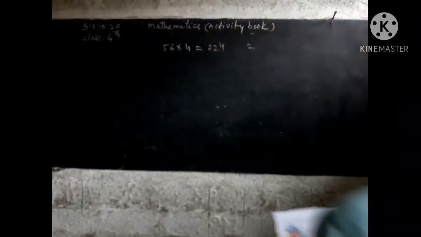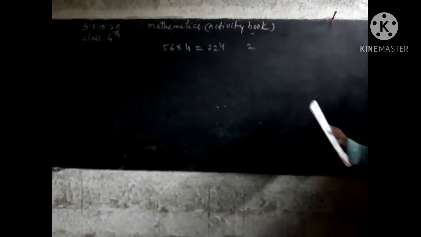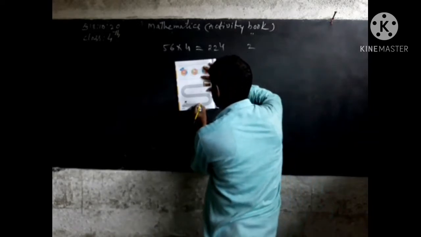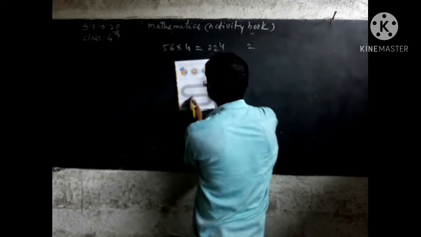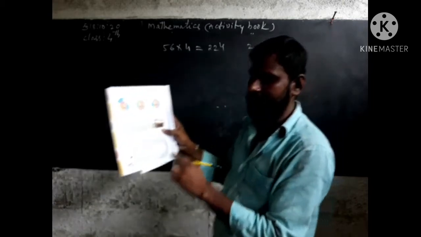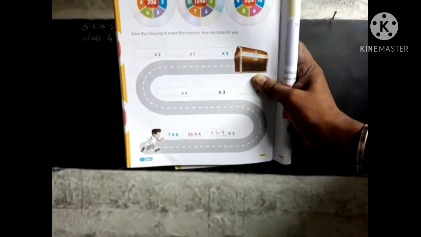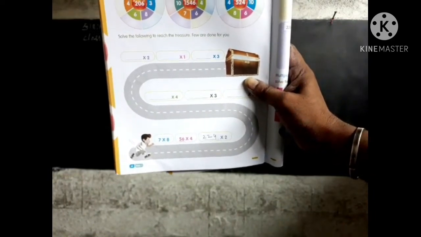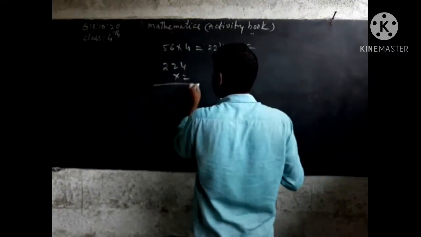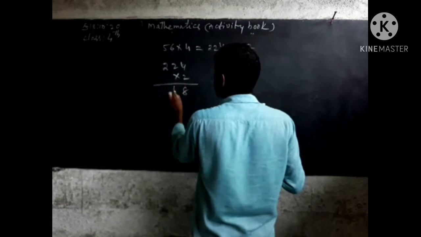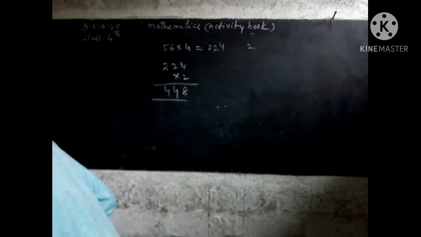See, 224. You can write it here. Where? So here, 224. Again 224 is multiplied by 2. Did you understand? 224 also multiplied by 2 means 224 into 2. 2 4s are 8, 2 2s are 4, 2 2s are 4. So you can write it here. Where? See here.